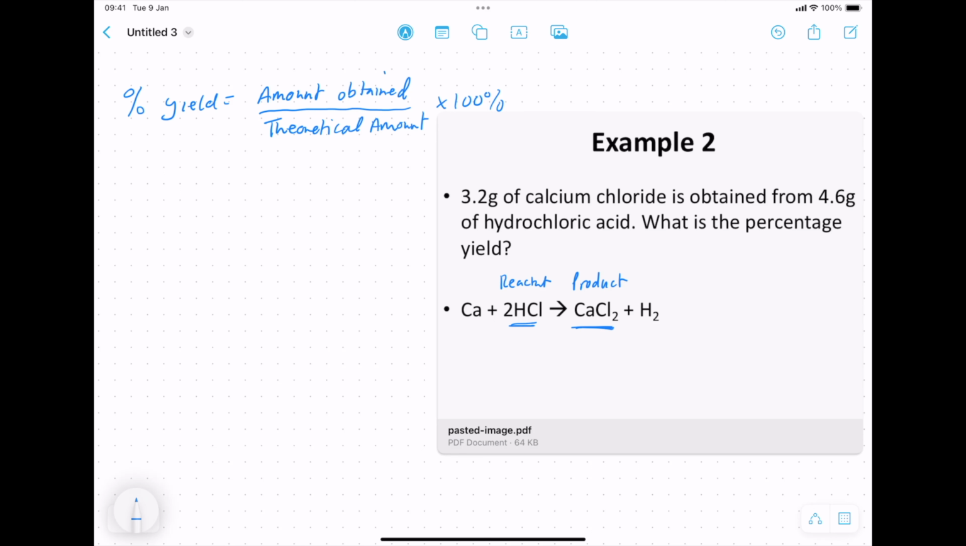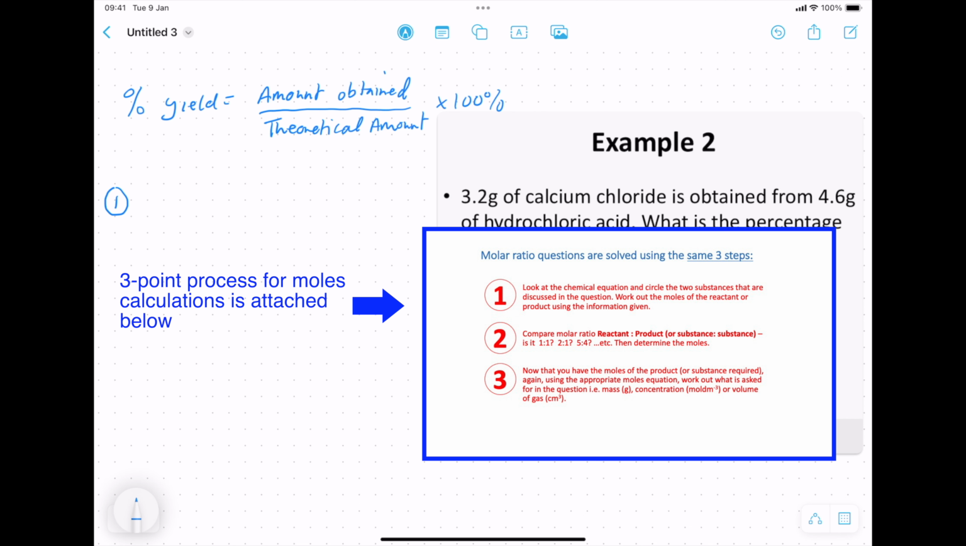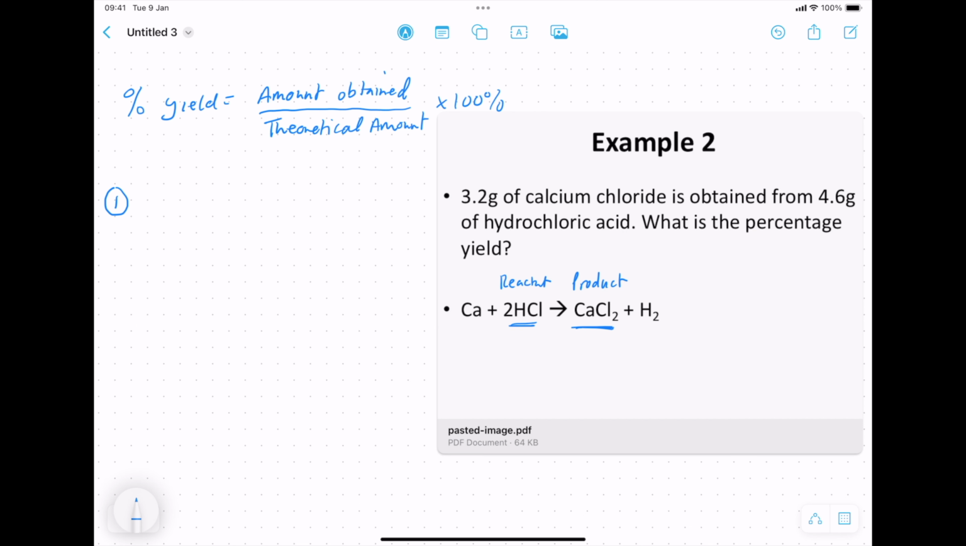So before we can carry out this question, we need the theoretical amount. So how much calcium chloride should be obtained from 4.6 grams of hydrochloric acid? So let's work that out. So number one, using the 3-point process, it says circle the two things discussed in the question and work out the moles of the reactant.